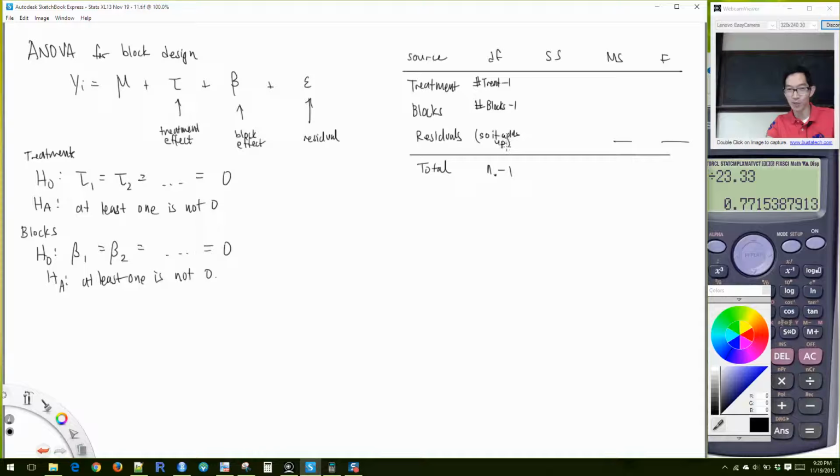I wasn't going to go through all of this. Okay, then we have sum of squares treatment, sum of squares blocks, and then sum of squares residuals. And then this is going to be sum of squares divided by degrees of freedom. I'm skipping all the formulas. So this would be mean squares of treatment divided by mean squares residual. And this would be mean squares blocks divided by mean squares residual.